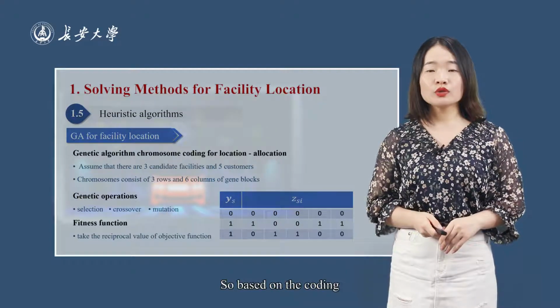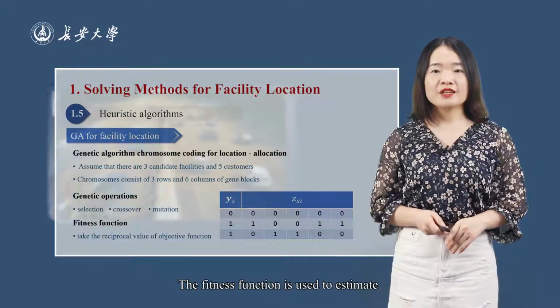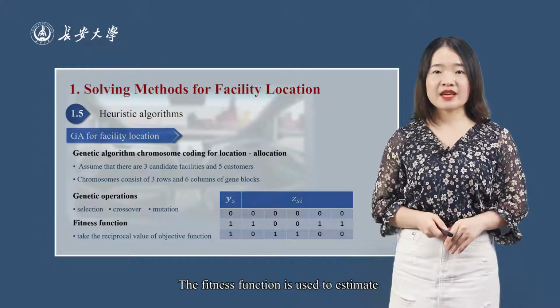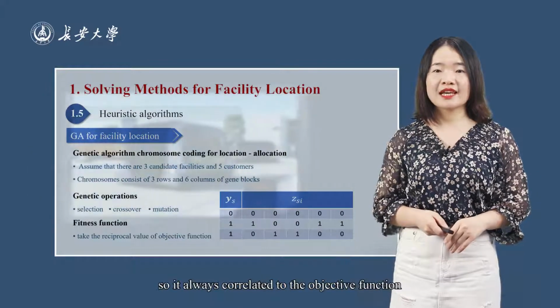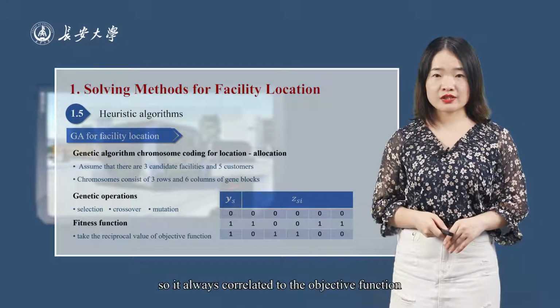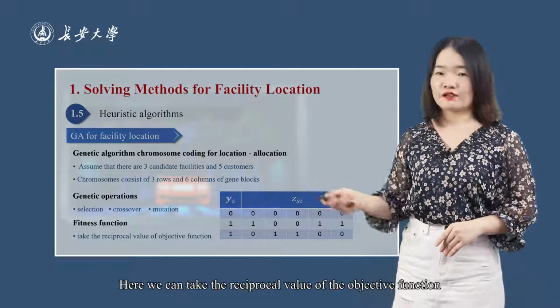So based on the coding, you can carry on the genetic operations. The fitness function is used to estimate the performance of the solutions. So it's always correlated to the objective function. Here we can take the reciprocal value of the objective function.